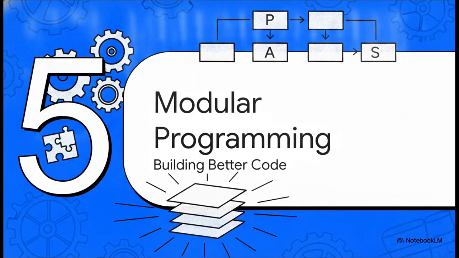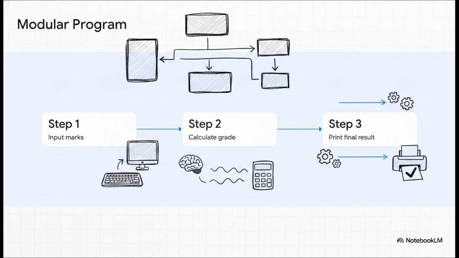And we finally arrived at Section 5, the power of modular programming and building better code. This is the culmination of every single thing we've learned today. The notes provide an excellent example of breaking a complex program down into small, distinct, manageable tasks. Instead of one giant, messy block of code to grade a student, we modularize it.